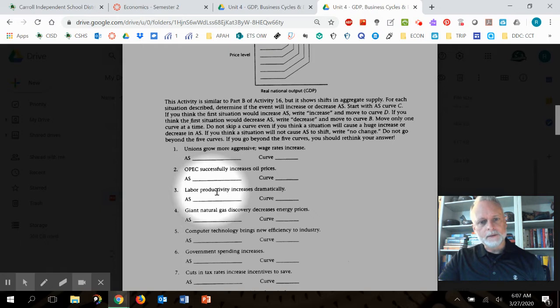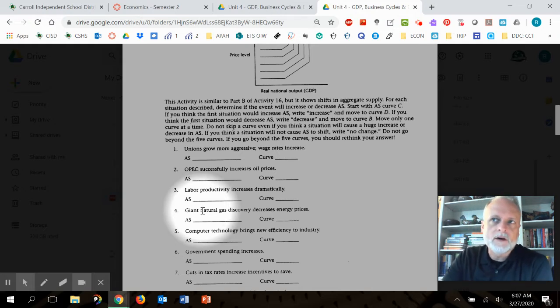For number three, labor productivity. Here it is. Labor productivity increases dramatically. That's going to shift the curve forward. And we're going to go to curve B. Number four, giant natural gas discovery decreases energy prices. That means that we're going to have a fall in resource costs. And that means that the curve shifts forward again.